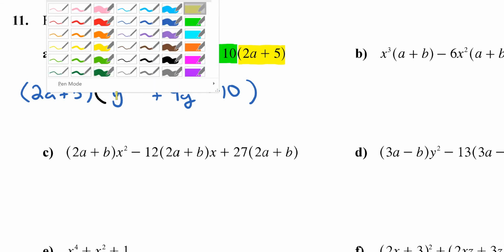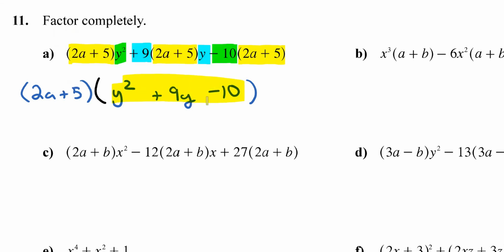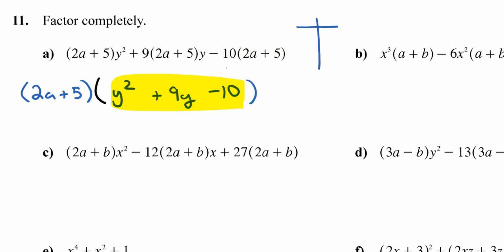And then after that, we just need to factor this trinomial here, which I'm highlighting in yellow. And we've done several of these throughout this homework video. Set up a chart here. We need two numbers that multiply to negative 10, and those numbers need to combine to 9. So I'm thinking about 10 and minus 1. That will give me a sum of 9, right?